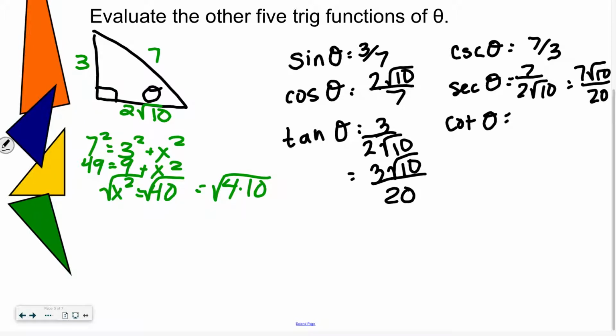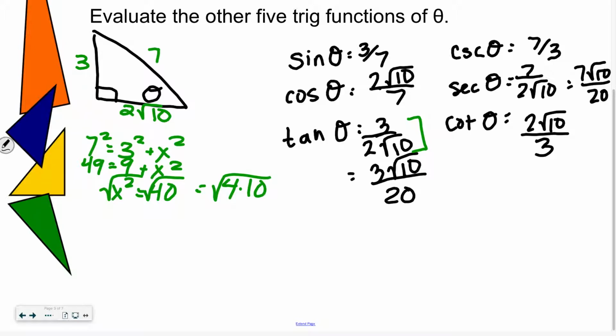And you know me, I always like to work smarter, not harder. So if any of my original ratios had been rationalized, I do not flip the rationalized version, because that means I'm going to have to rationalize again. We already rationalized tangent, 3 over 2 square root 10. So the easiest way to get cotangent is to flip it before it's rationalized. Put 2 square root 10 on top, 3 on bottom, and I don't have to rationalize it.